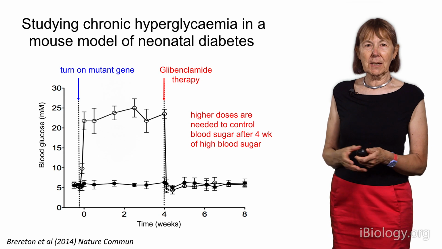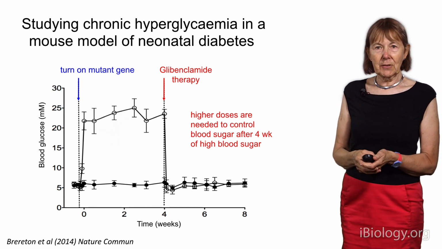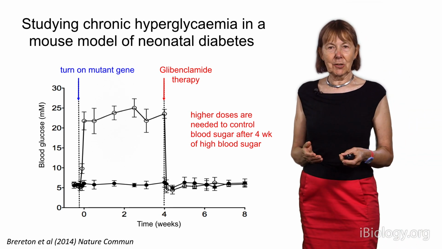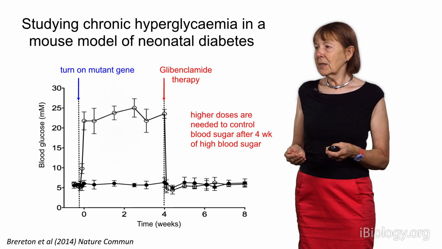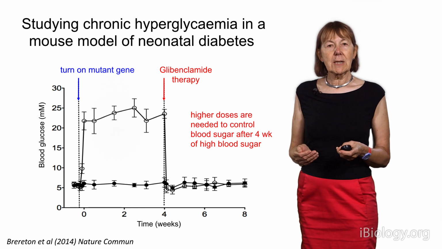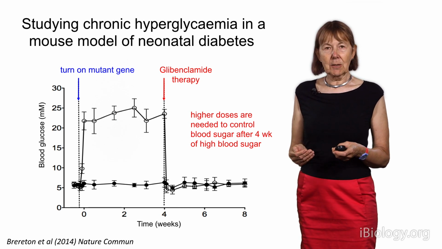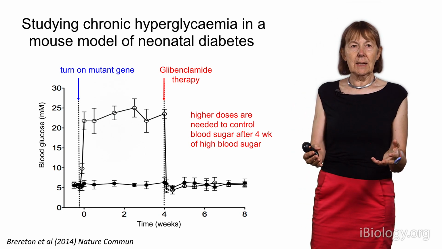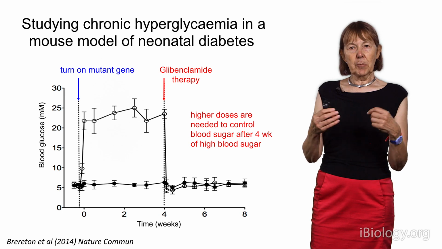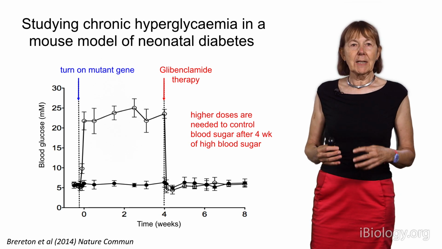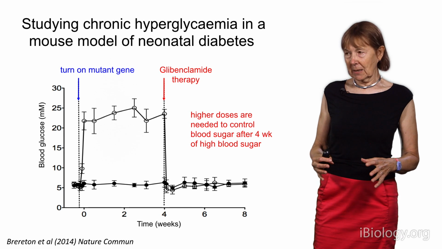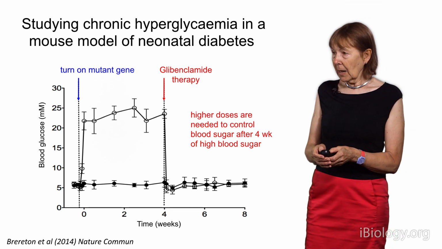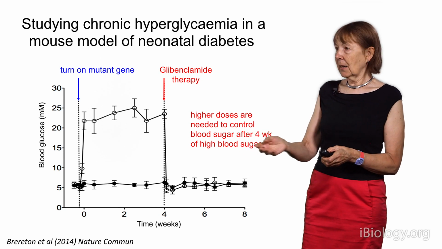So to try to understand what's going on, we made a mouse model of neonatal diabetes using the Kir6 system. And basically what this allows us to do is to induce diabetes by simply injecting tamoxifen. So what we've done is we have taken a mutation that causes neonatal diabetes in humans, and we have put that into a mouse and expressed it specifically in the pancreatic beta cells and under the control of a promoter that is turned on by tamoxifen.